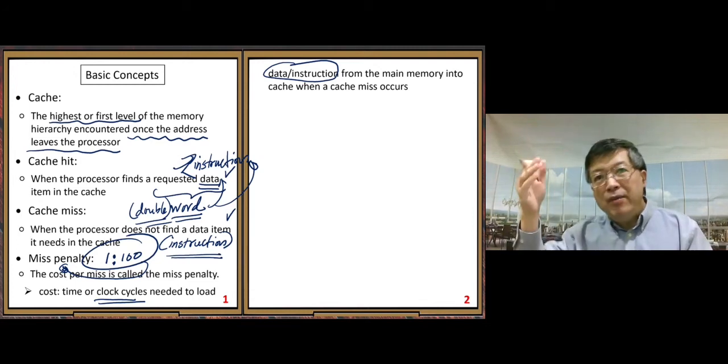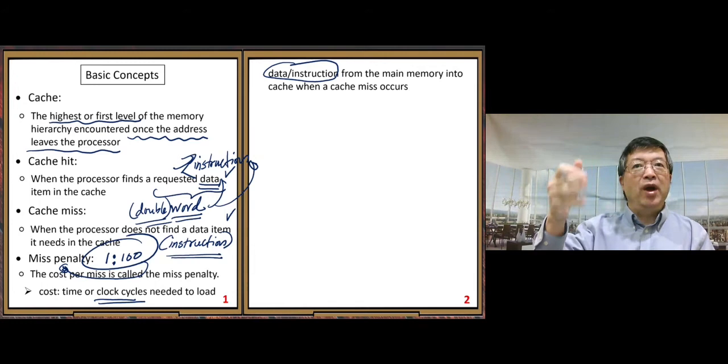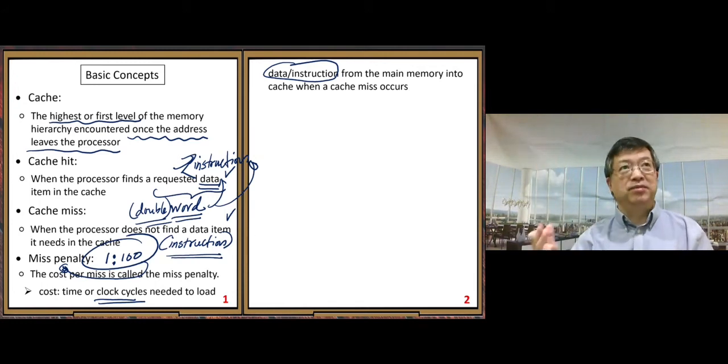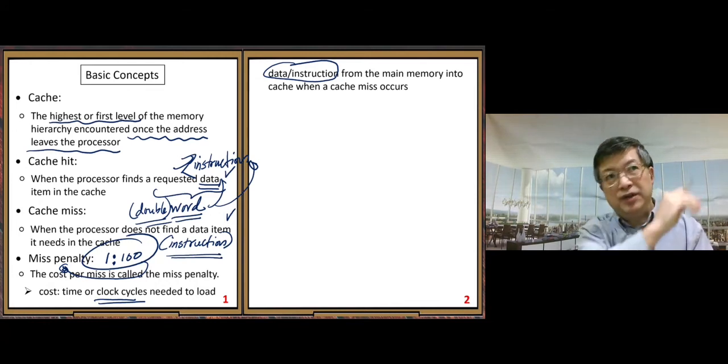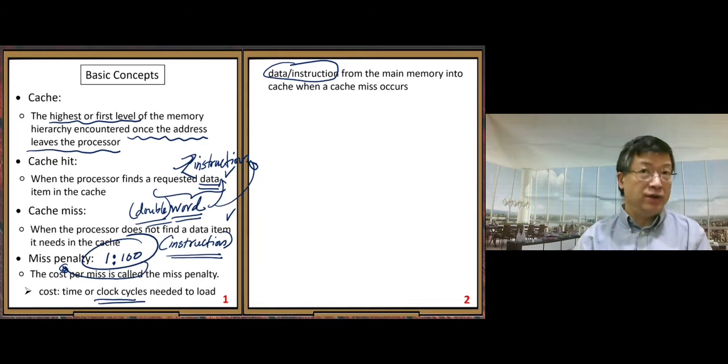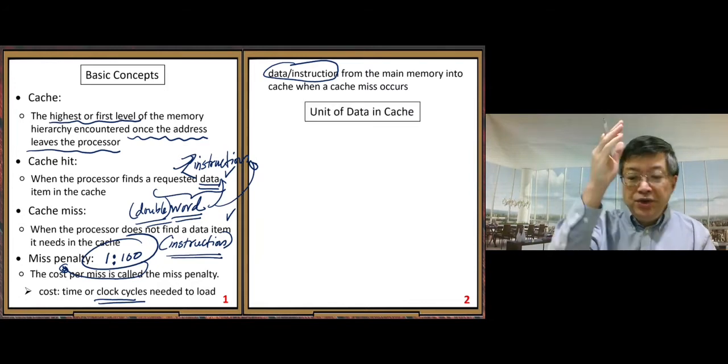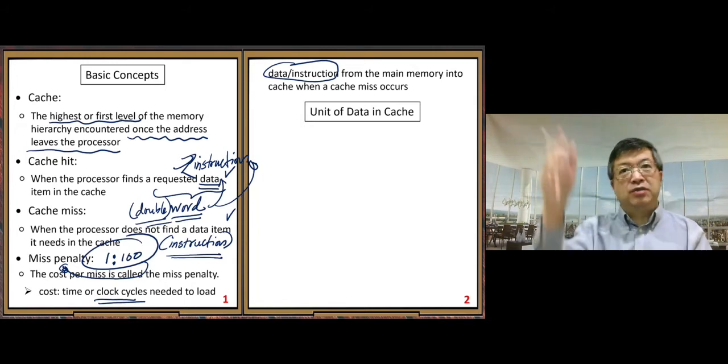From the main memory into cache, where a data miss occurs. So that's simple. This is the miss penalty concept. So now you know the reason. If you can avoid miss penalty, you can improve overall performance a lot. Next topic, unit of data in cache.